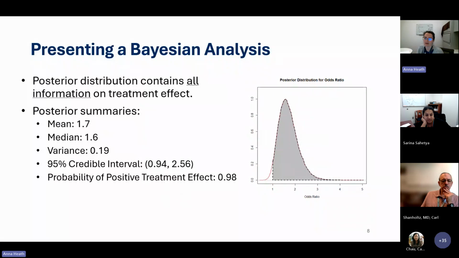And crucially, what we can say, as I just said, is the probability of a positive treatment effect. So in this case, we have an odds ratio. If the odds ratio is greater than 1, then we have a positive treatment effect for this intervention, and we can calculate the probability of that. In this particular case, it's 0.98. As you can see on the right-hand side of the screen, the majority of the posterior distribution is greater than 1. And this is something that I really think is one of the most interpretable ways of understanding whether you actually have an effective treatment or not.